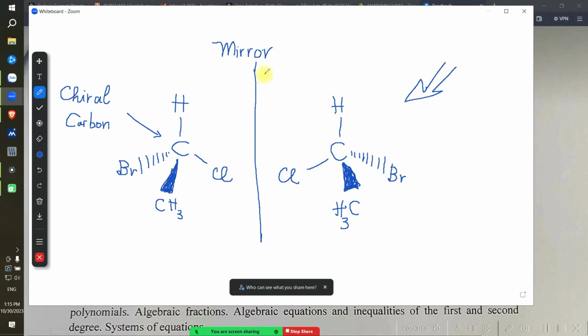If you have a light shining at this direction, and this direction, what do you see first?